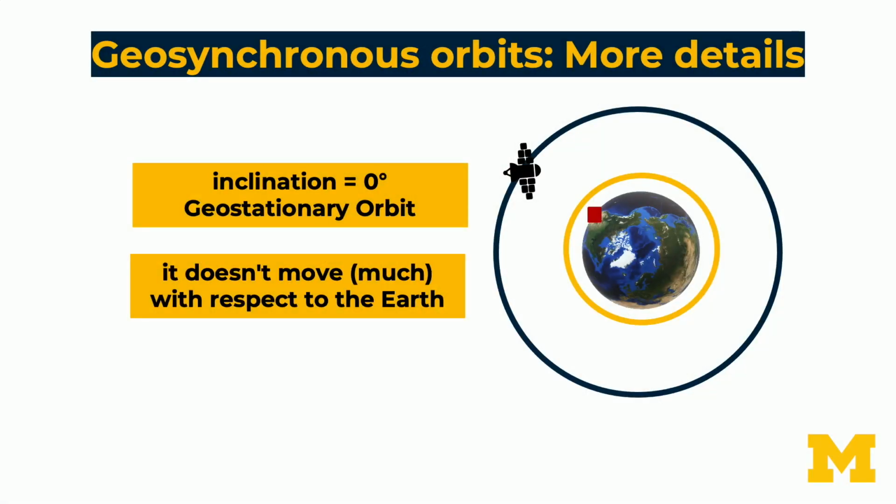More details about geosynchronous orbits. If it is sitting in the equatorial plane, basically with a 0-degree inclination, it stays over a fixed spot. But that fixed spot is actually on the equator, and it doesn't really move much with respect to the Earth. But you can play with the orbits and have them do interesting things.